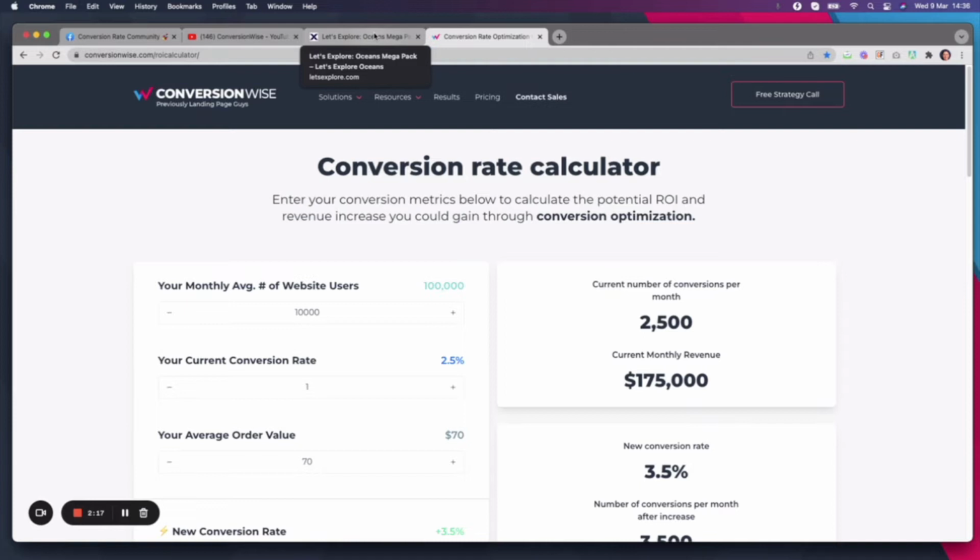Now, what's more typical is that a lot of people are stagnant. They're getting the same amount of traffic every month. And this is where it can really show you the power of increasing your conversion rates and optimizing what you currently have, without spending all that additional money.